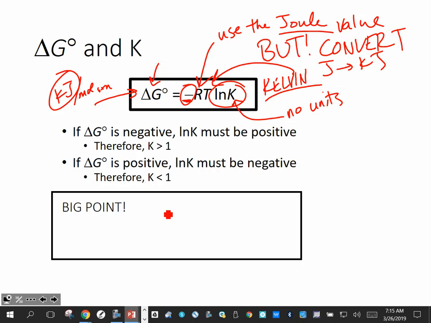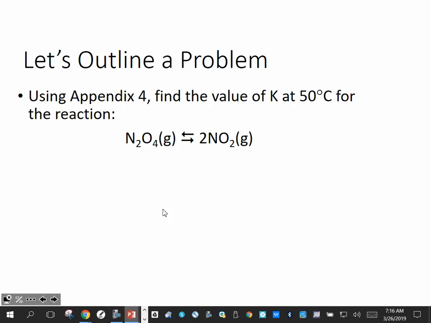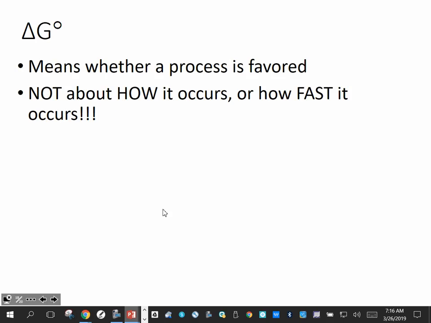So absolutely massive point. We have to understand both mathematically and conceptually how the sign on delta G is linked to the magnitude of K. So I think we're going to outline the problem in class together, and we're just going to talk about how we could get the value for K for this reaction from the information that's in Appendix 4. So the final thing, just a comment about delta G.